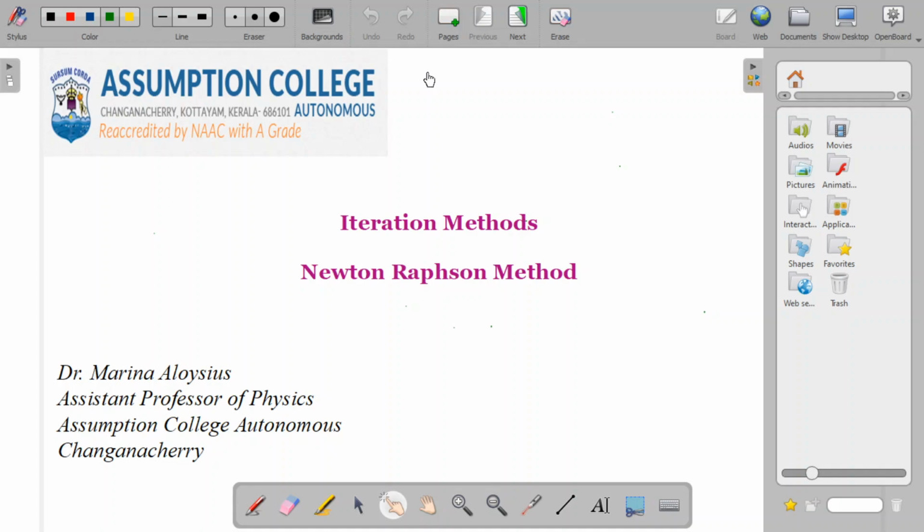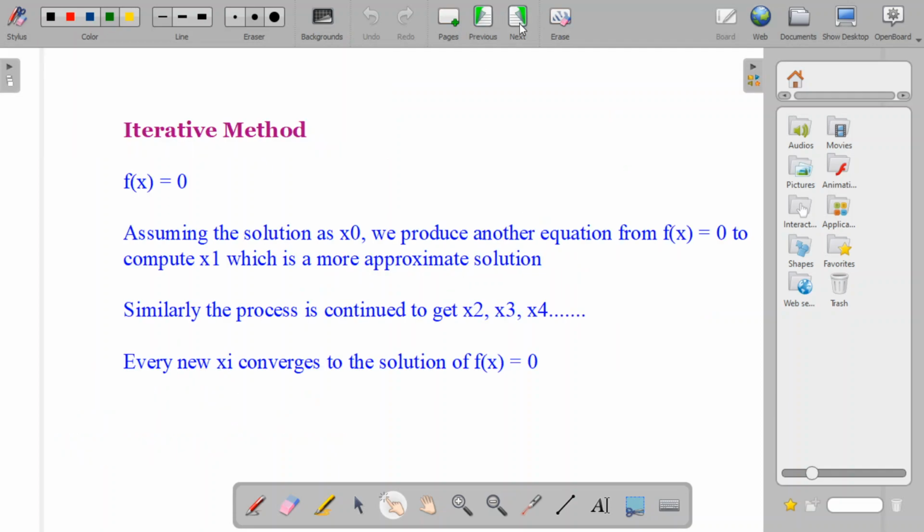Hello students, today we are going to learn about the iteration method used in numerical analysis, and one of the iteration methods, that is the Newton Raphson method. First we shall discuss what iteration method or iterative method means.